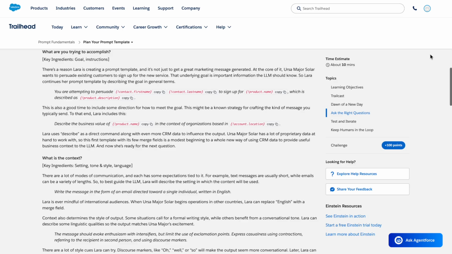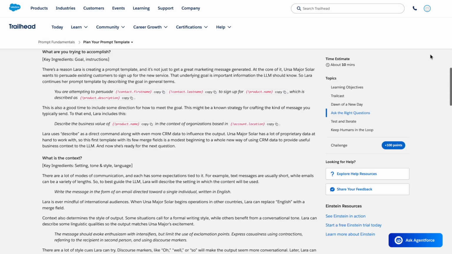There's a reason Laura is creating a prompt template, and it's not just to get a great marketing message generated. At the core of it, Ursa Major Solar wants to persuade existing customers to sign up for the new service. That underlying goal is important information the LLM should know, so Laura continues her prompt template by describing the goal in general terms. You are attempting to persuade contact first name, contact last name to sign up for product name, which is described as product description.